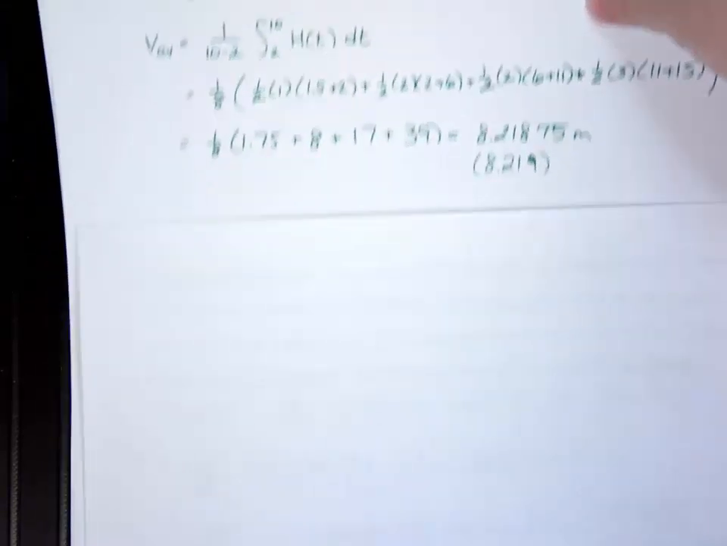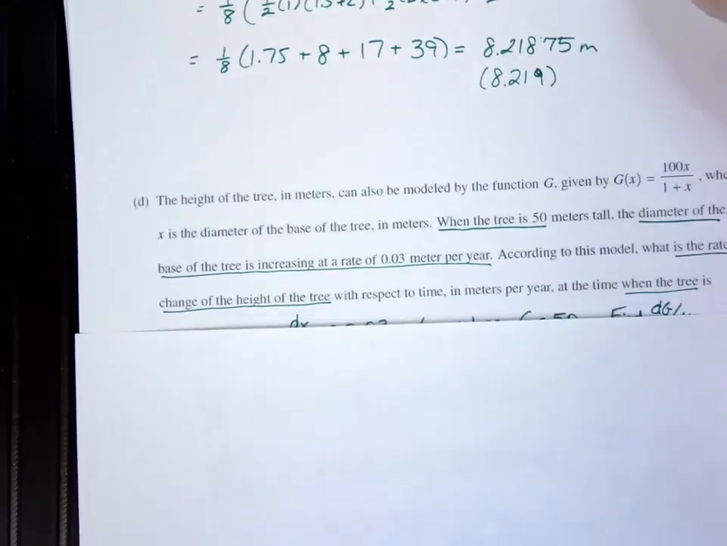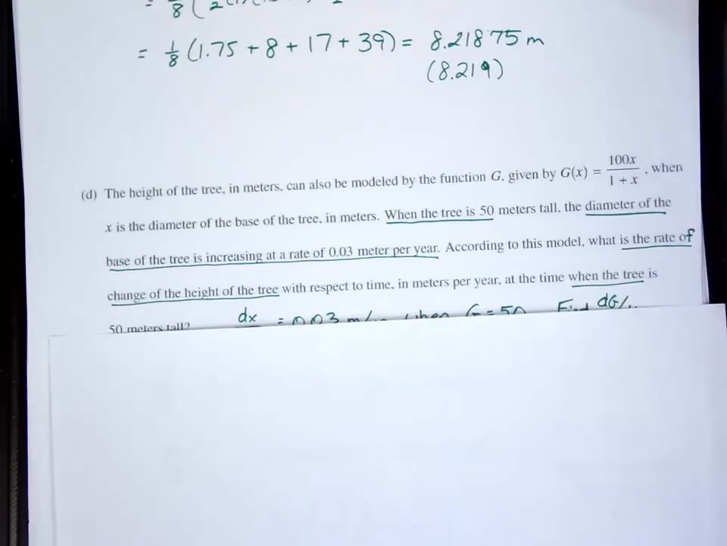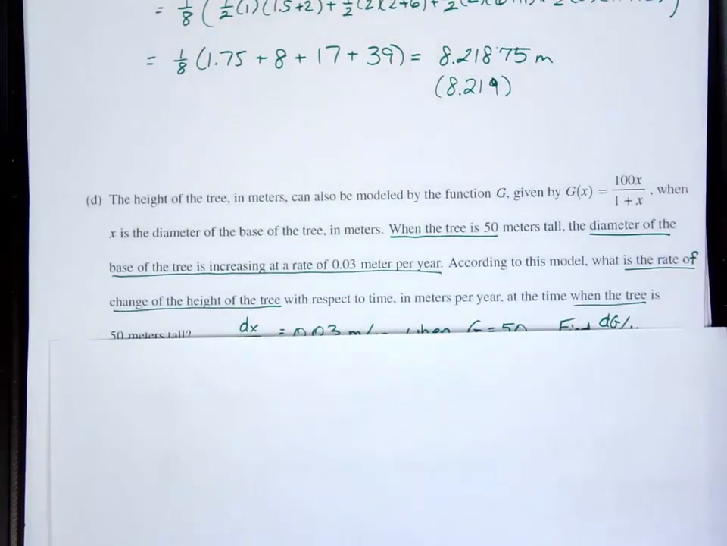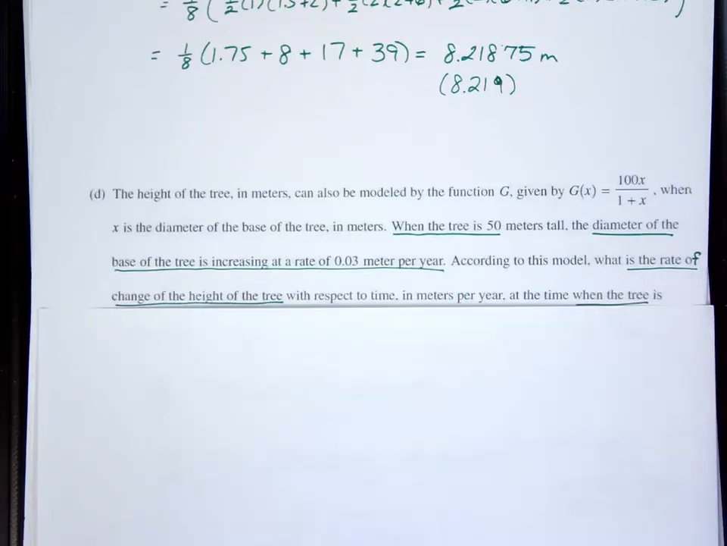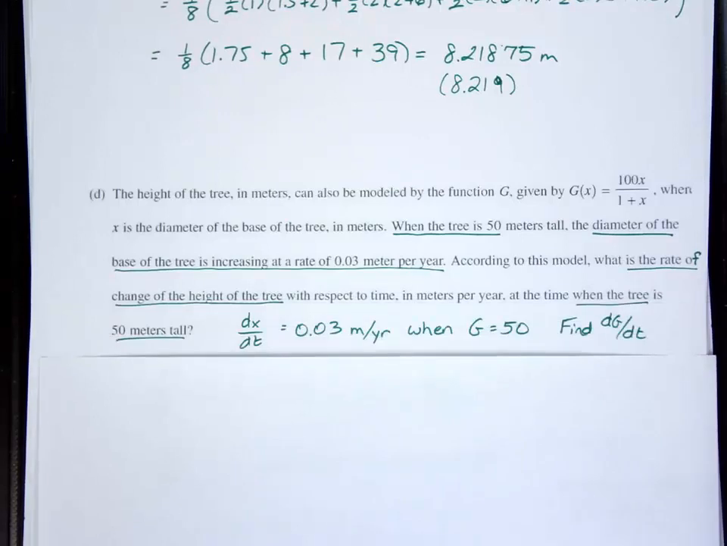And finally, letter D. It's kind of a long question. It says the height of the tree in meters can be modeled by the function g, given g of x equals 100x over 1 plus x, where x is the diameter of the base of the tree in meters. When the tree is 50 meters tall, the diameter is increasing at a rate of 0.03 meters per year. So x is the diameter. The diameter is increasing. That means dx/dt is 0.03.